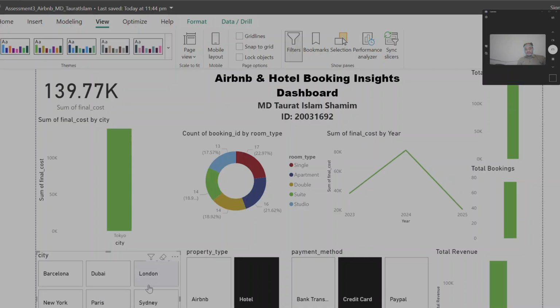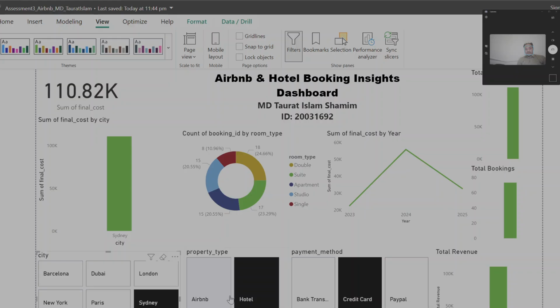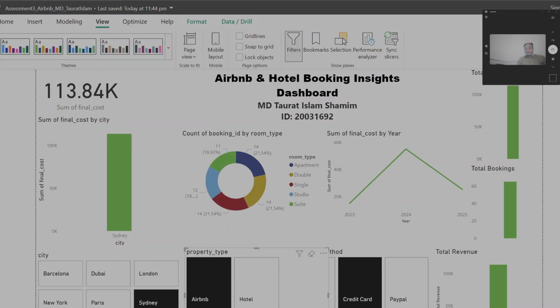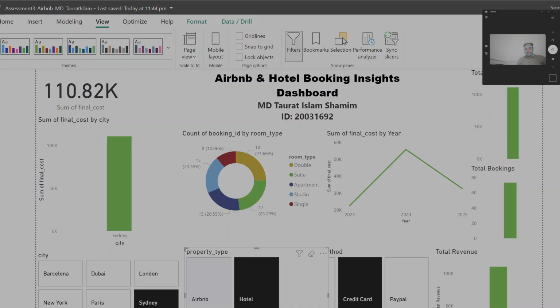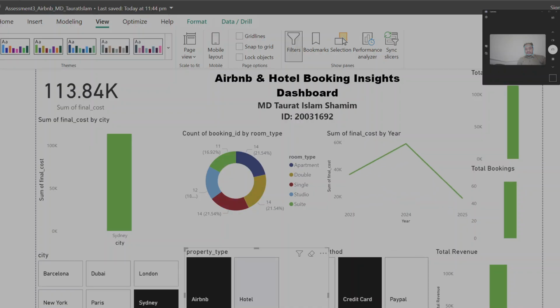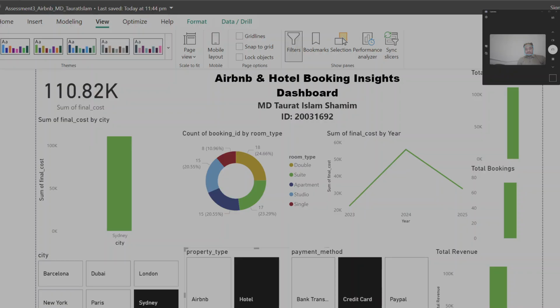The donut chart by room type shows what kinds of rooms are booked the most. Here, suites and apartments are leading, making up the largest shares. Studios, doubles, and singles are booked less often. These visuals are useful because they answer two very common business questions. Where is most of the money coming from, and what type of rooms do customers prefer?